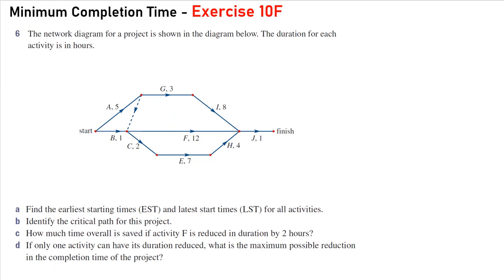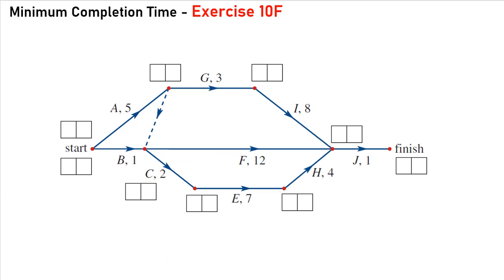On to question 6. Question 6, there are no ESTs or LSTs given to us, so we're going to have to go through and do that for each activity. To do that, let's do some forward scanning and then some backward scanning. So for our forward scanning, we're going to start at this junction here, and we've got activity A and B. Anything that starts from the beginning, the earliest start time will be 0.